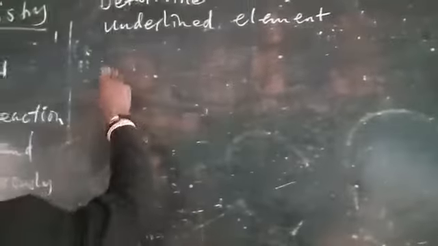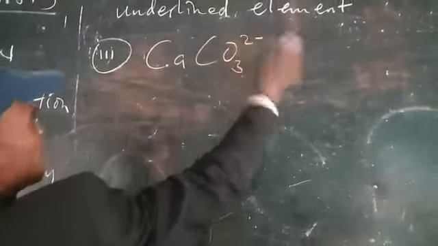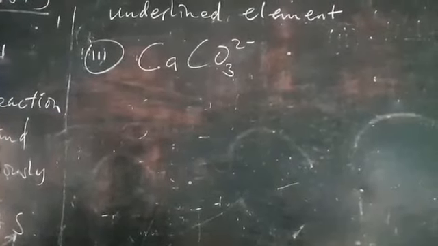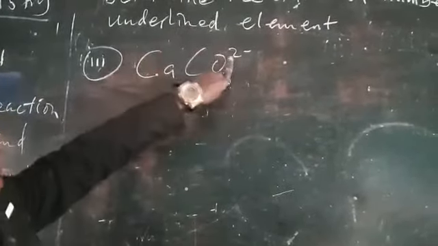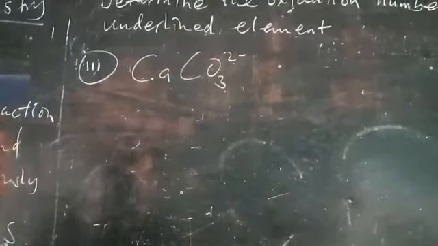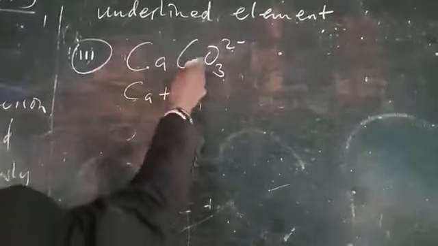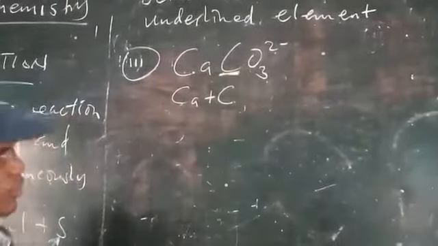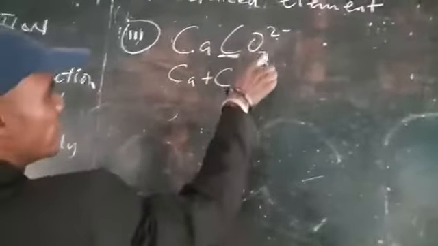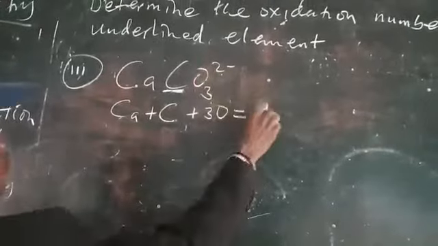If we now have number 3, let us say we have CaCO3 2 negative. When you look at this compound, it is an ionic compound. Why? Because it has a charge. Since it is an ionic compound, you are going to add all the oxidation numbers of the elements involved. But let us first underline carbon. Carbon is underlined there. We add all of them, with 3 oxygen atoms, and this will equal the charge. The charge here is -2.